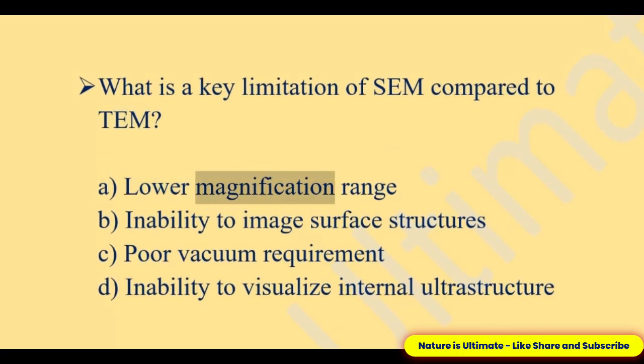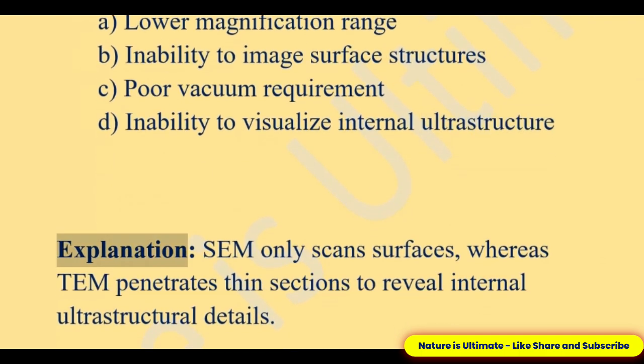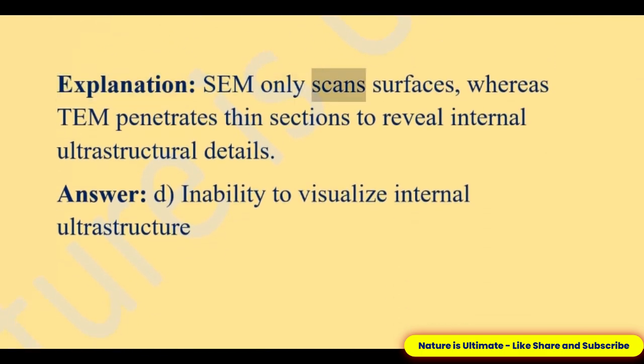What is a key limitation of SEM compared to TEM? A. Lower magnification range. B. Inability to image surface structures. C. Poor vacuum requirement. D. Inability to visualize internal ultrastructure. Explanation: SEM only scans surfaces, whereas TEM penetrates thin sections to reveal internal ultrastructural details. Answer: D. Inability to visualize internal ultrastructure.